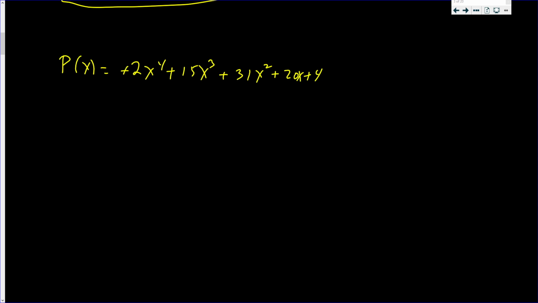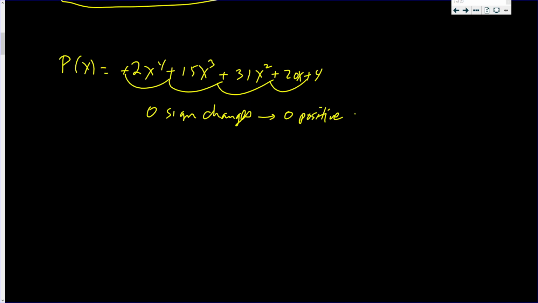Well, everything here is positive. Positive, positive, positive, positive, positive. So you have 0 sign changes, which implies you have 0 positive real roots.